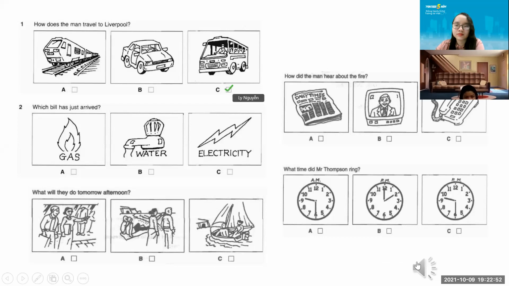Now listen again. Excuse me, I'd like to go to Liverpool on Friday. Well, you can go by bus or train. Is the train expensive? Yes, the bus is much cheaper. It's only £20. Right, that's better for me. Can I have a ticket, please? Yes, certainly.